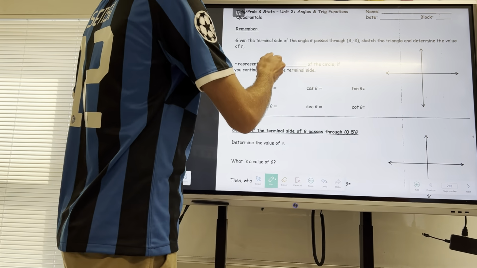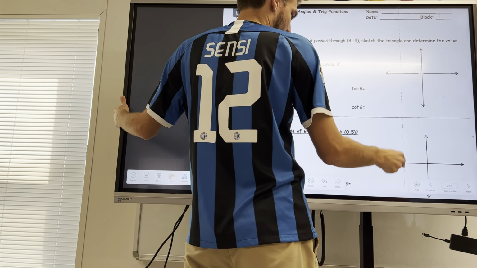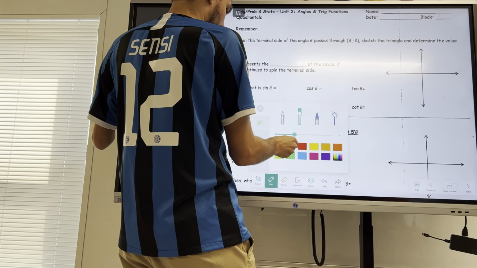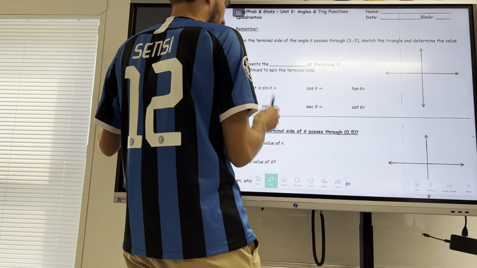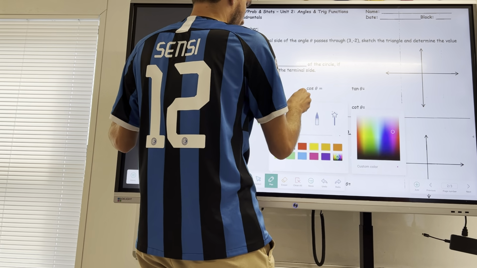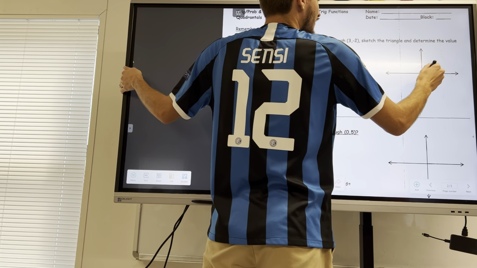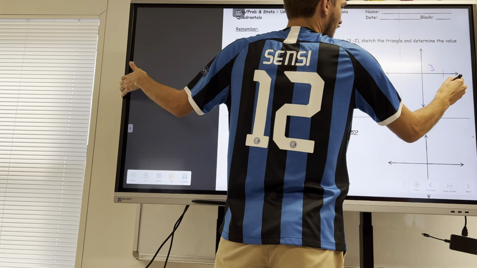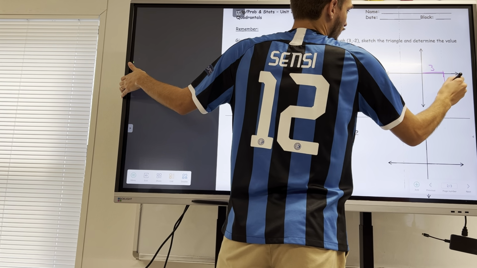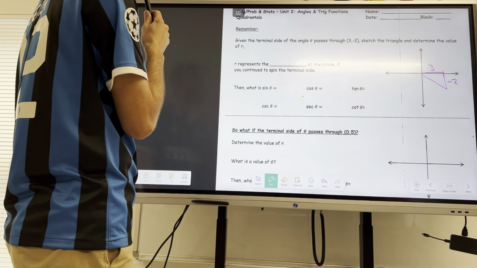Question number 1: given the terminal side, which just means the end side, goes through (3, -2). That would be 3, -2. It's in that 4th quadrant. Sketch the triangle and determine the value of r.